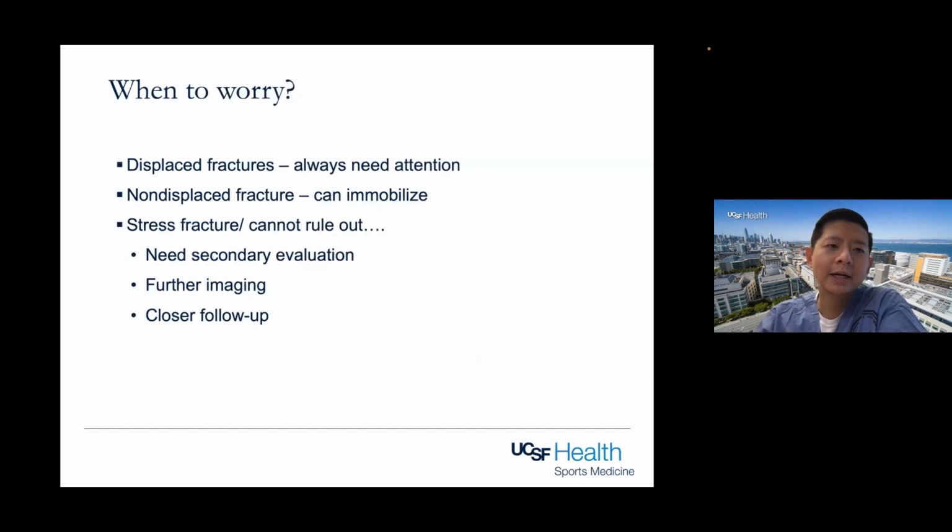Okay. And what are things that are red flags on X-rays? So definitely anytime you see a displaced fracture, it always needs immediate attention. Non-displaced fractures, usually we can treat those conservatively and may not need as much urgent attention. Depends on where that fracture is and how stable it is. And then stress fractures, which we can't really rule out on X-rays. So this is something that needs secondary evaluation and further imaging. So if the X-rays turn up pretty normal, but they have symptoms of a stress fracture, which we'll also discuss later, that's when we use advanced imaging.